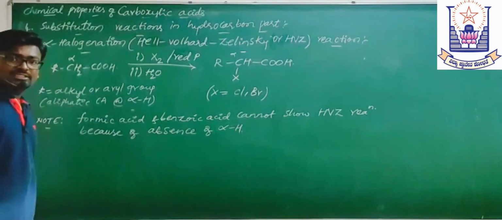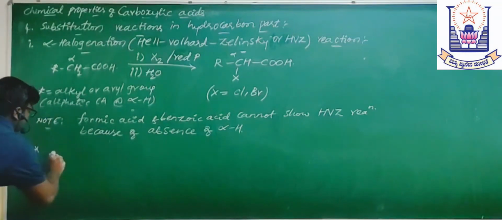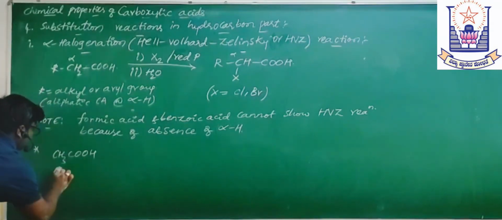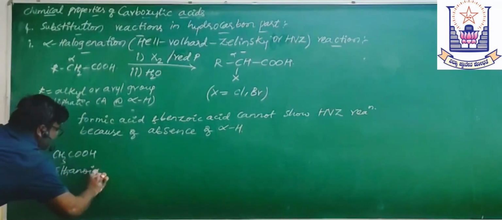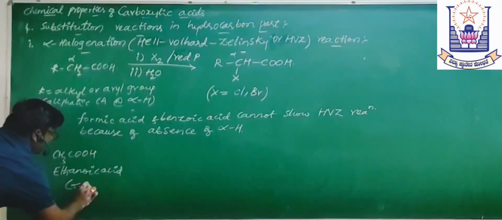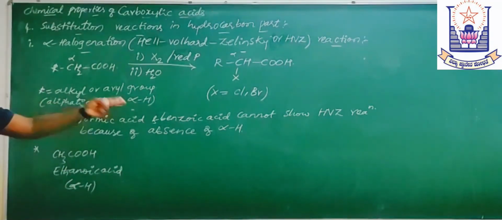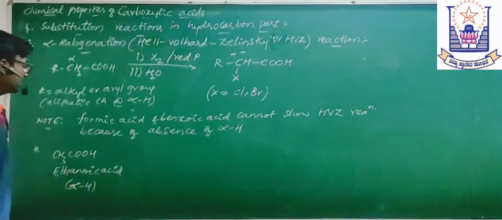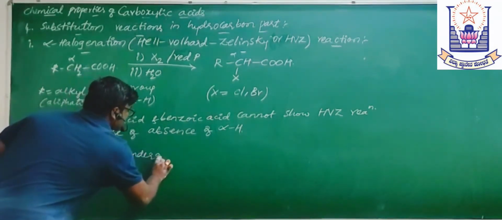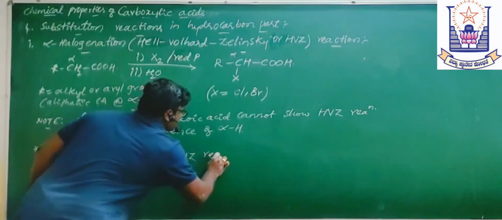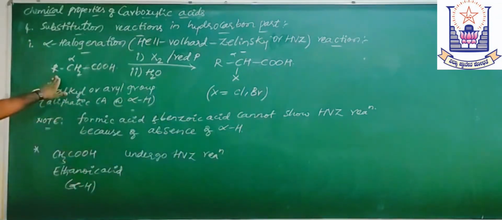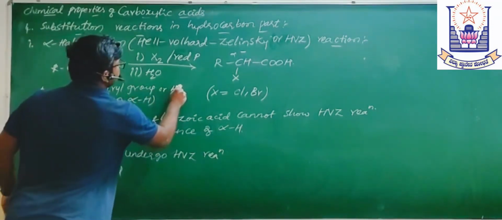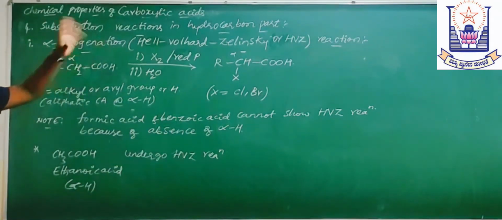Ethanoic acid shows this test. Ethanoic acid, that is CH3COOH, has alpha hydrogen. Therefore, it undergoes the HVZ reaction. You can solve that. Here R may be an alkyl group, an aryl group, or hydrogen. When R is hydrogen, it will be CH3COOH.